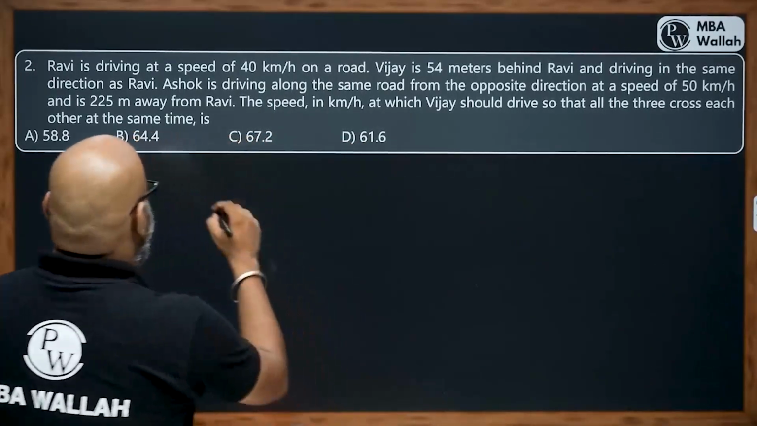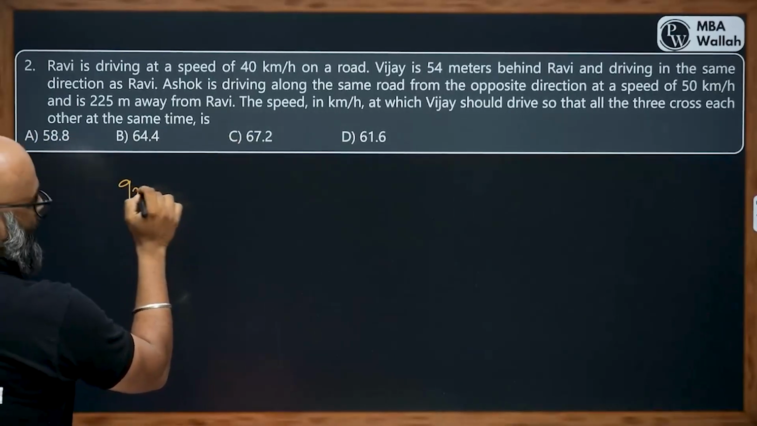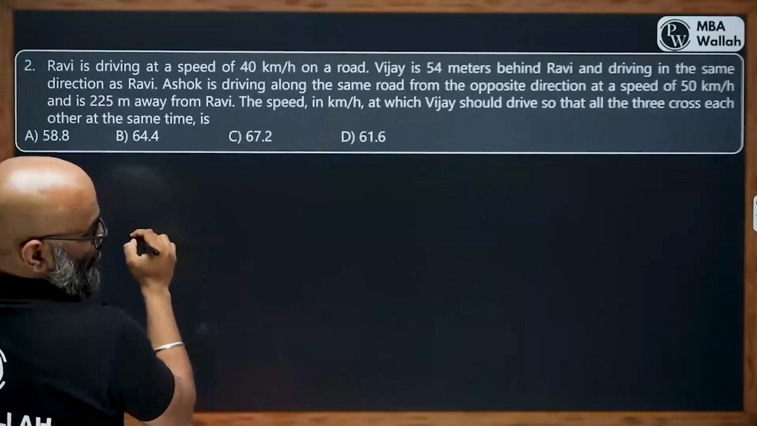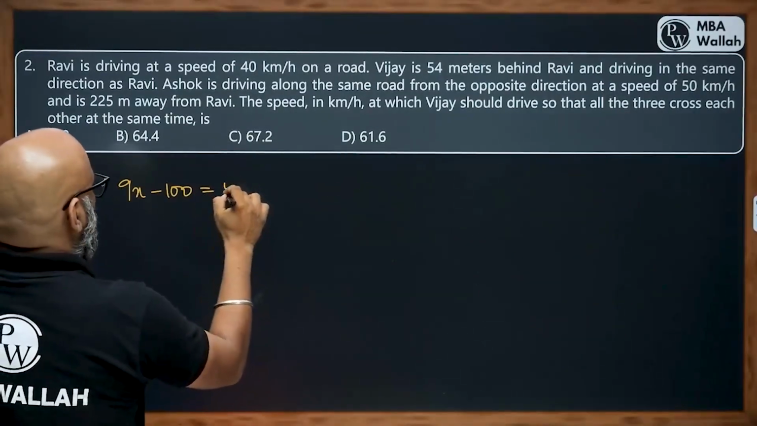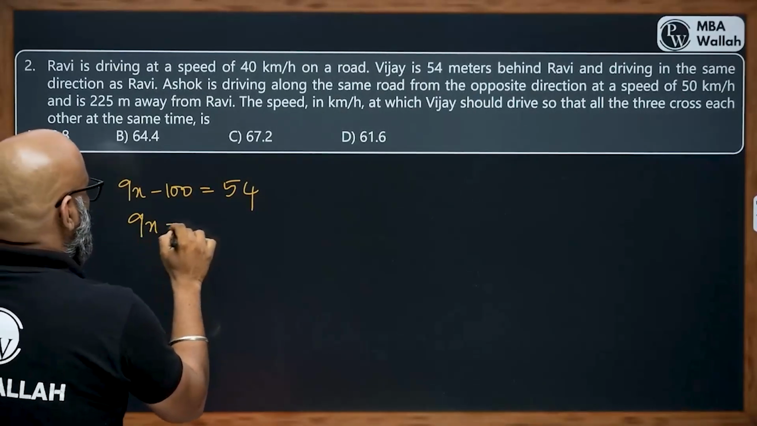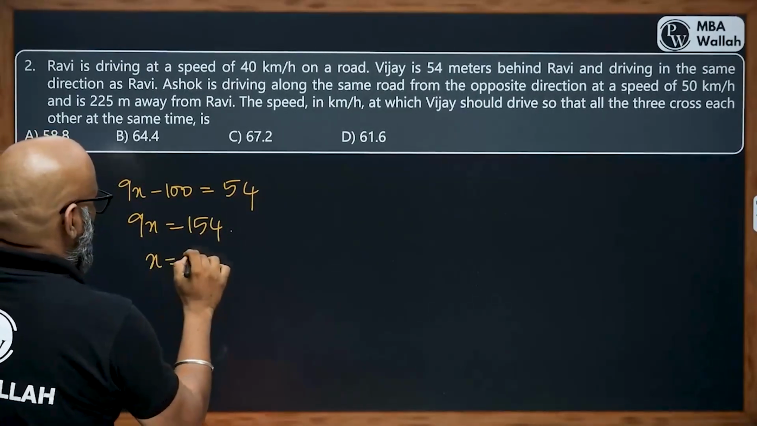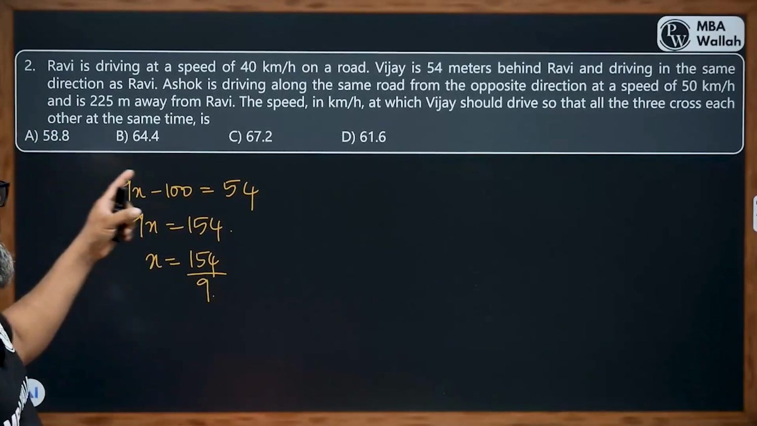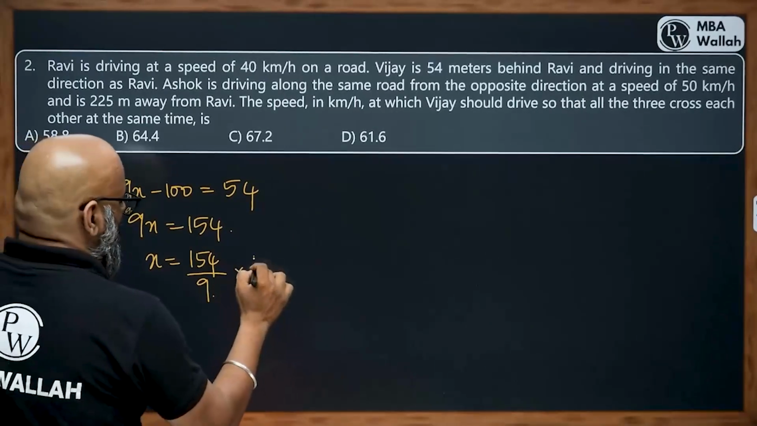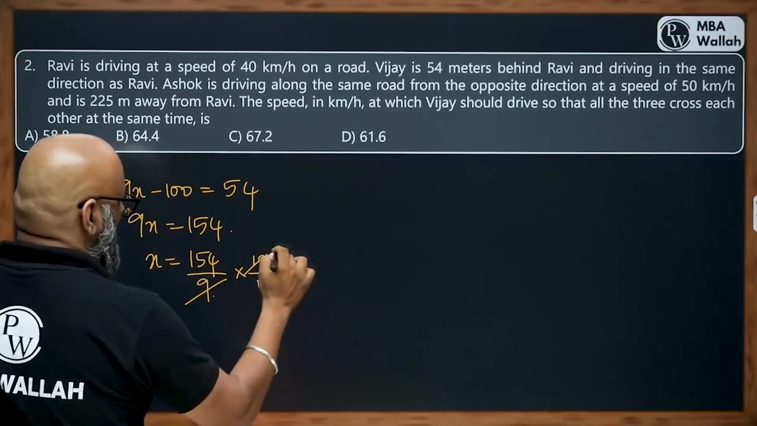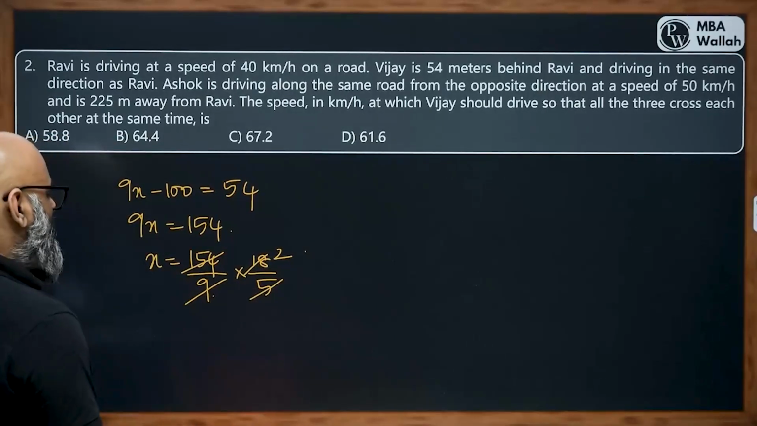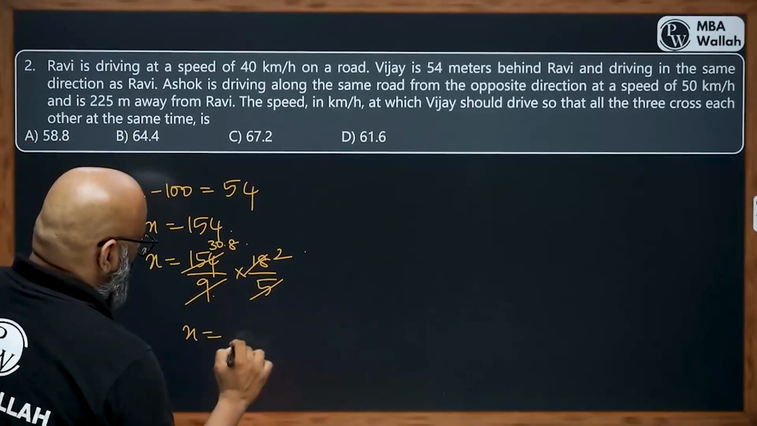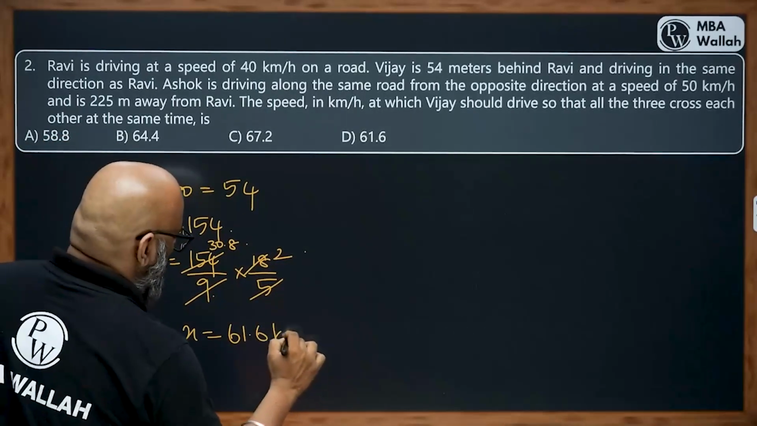We can move on to the next slide and then say 9x minus 100 is equal to 54. Or this goes here. 9x is equal to 154. X is equal to 154 by 9. But this is in meters per second. The question is given in kilometers per hour. So I'll have to convert this by multiplying by 18 by 5. Cancel this off 2 times. Pi cancels this in 30.8. So x will be 61.6 kilometers per hour.